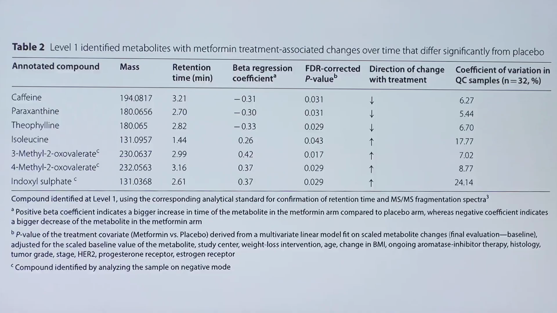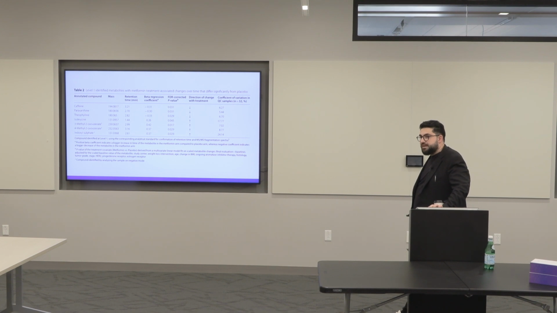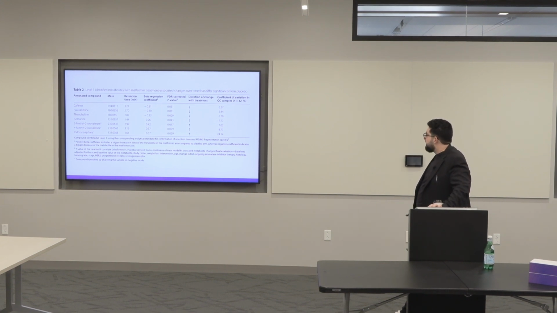So here are the level 1 identified metabolites. These are all confirmed with internal standards, with the metformin treated groups and how they change significantly or differ significantly from the placebo over time. And they were given placebo. Obviously when you give someone a pill in a randomized controlled trial, you have to give the control group something to correct for the placebo effect. And what we see is that caffeine goes down along with paraxanthine and theophylline, and then we see significant increases in the other metabolites. And these are the coefficient of variation in that sample.